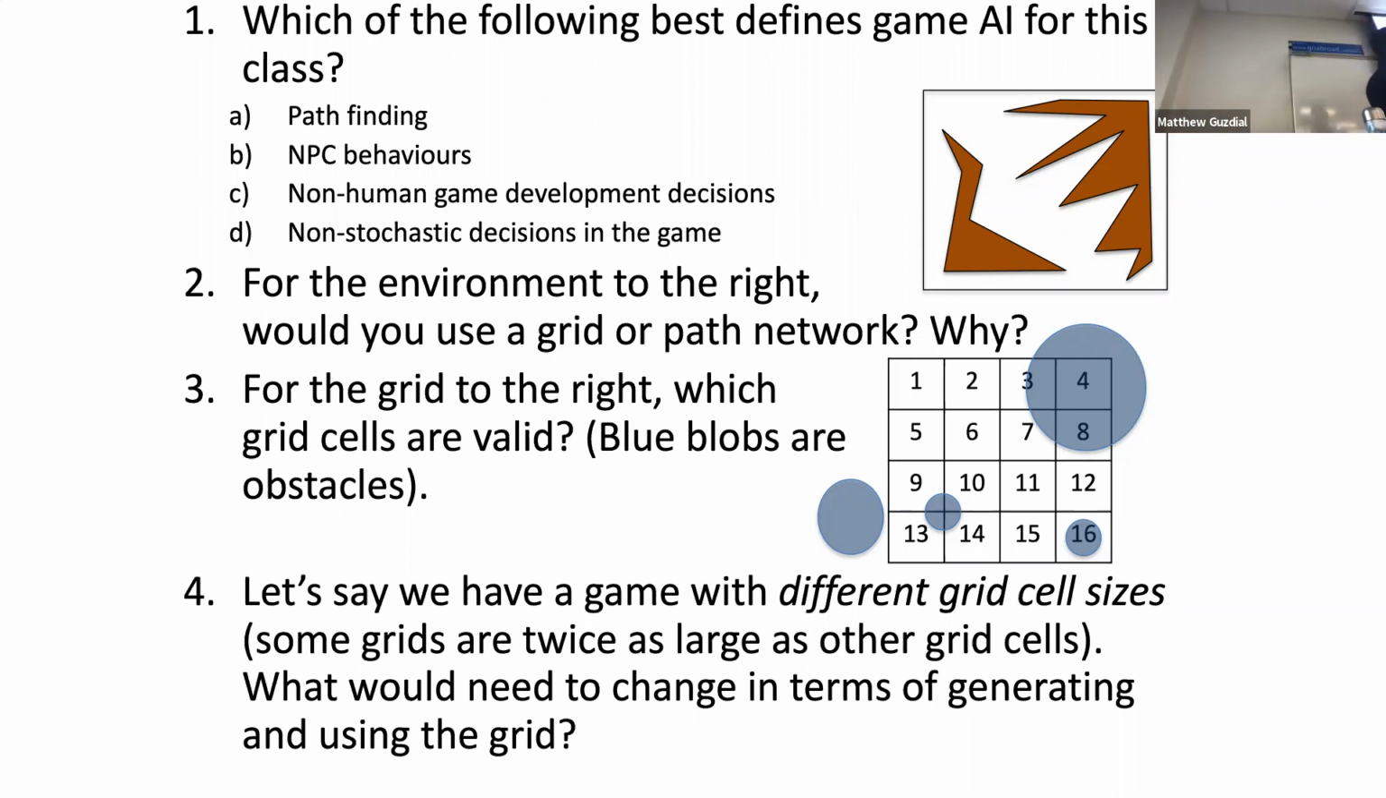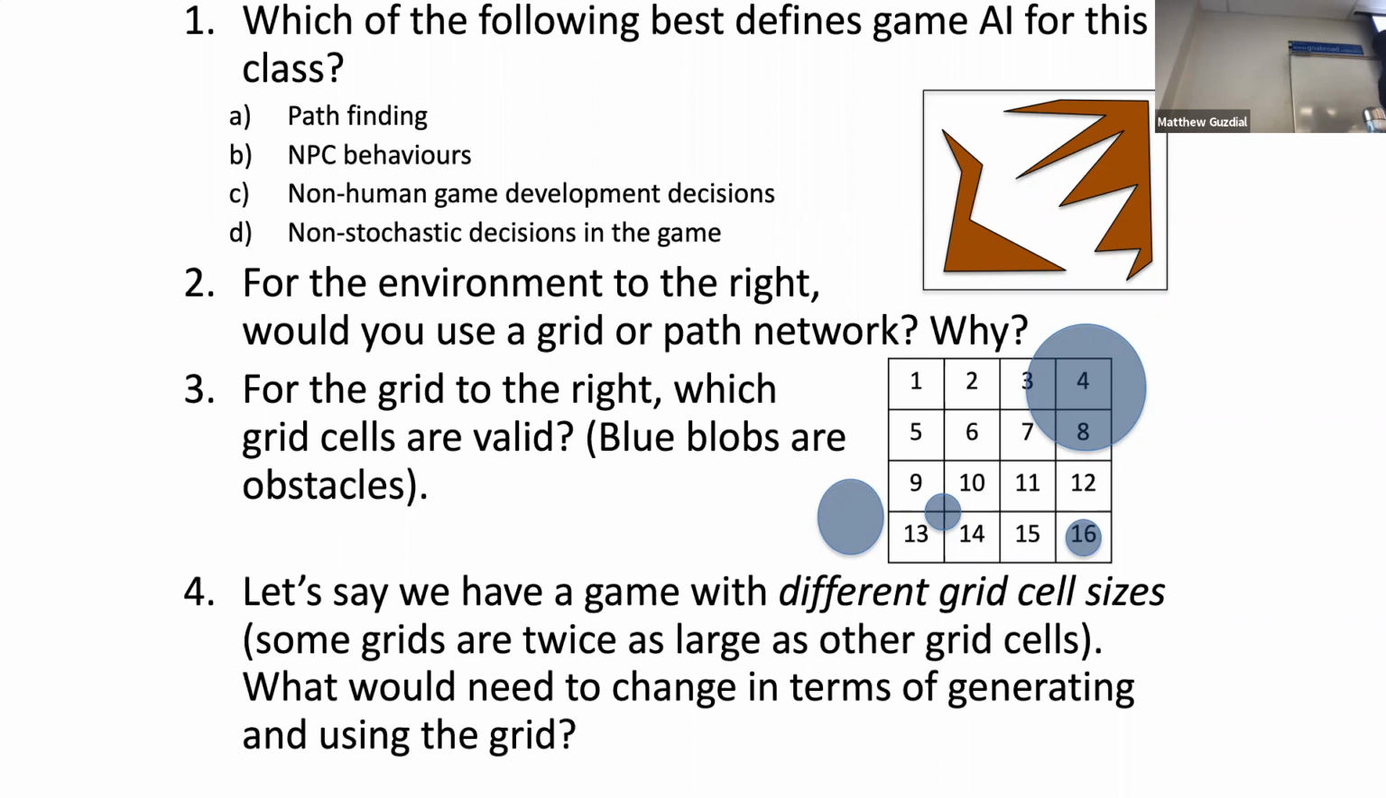So, which of the following best defines game AI for this class? A, pathfinding, no, right? We already talked about how it's beyond just pathfinding. We talked about things like PCG, we talked about things like data science, etc. B, NPC behaviors, also no. We talked about it's things like generating the whole content. A and B are inclusive. If there was a D, all of the above, yeah, no problem, right? Easy peasy, include those, but not A or B by themselves.